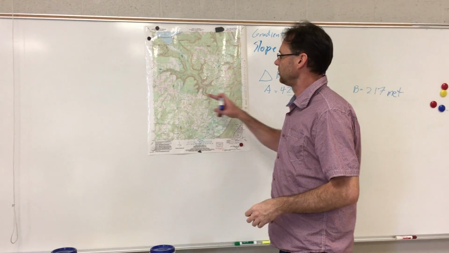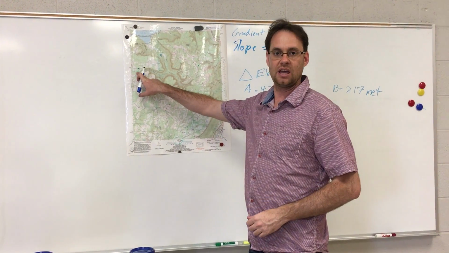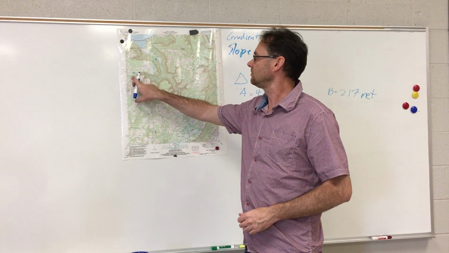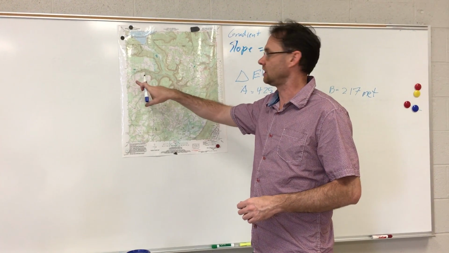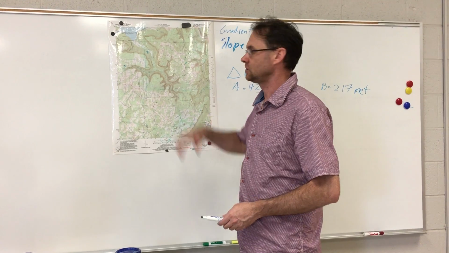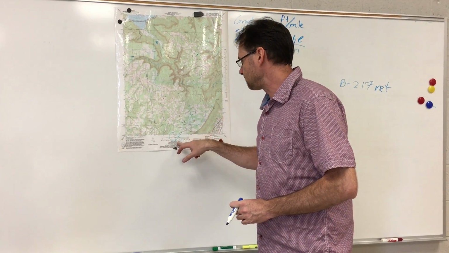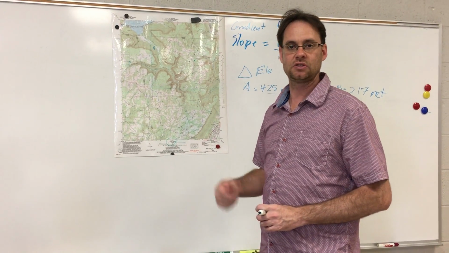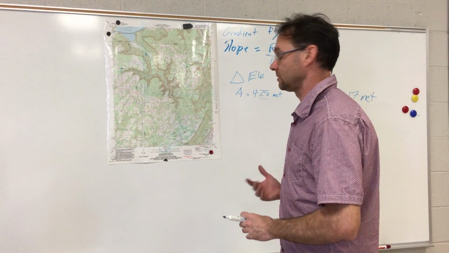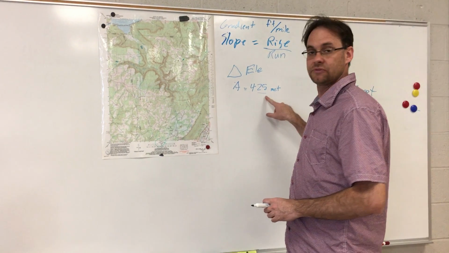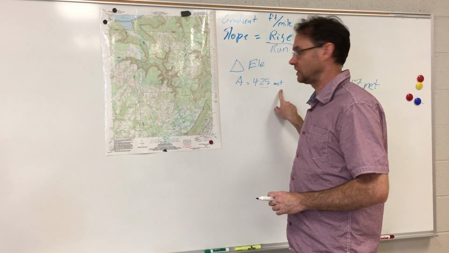Perfect. So we know that this contour line at point A is 5 lines away from our index contour, because the line at point A is an index contour. So we're going from one to another, and we know that we have a contour interval of 5 meters. 5 times 5 is 25, gives us 425 meters elevation.